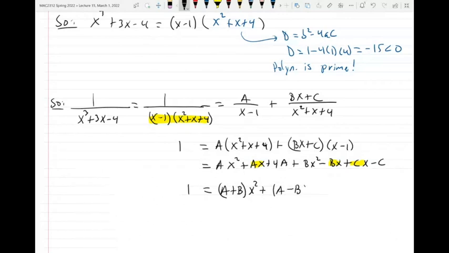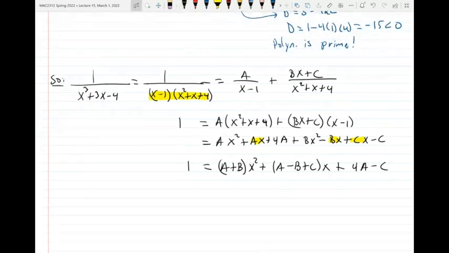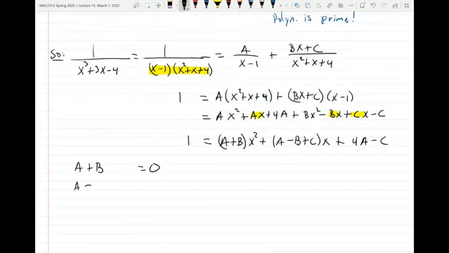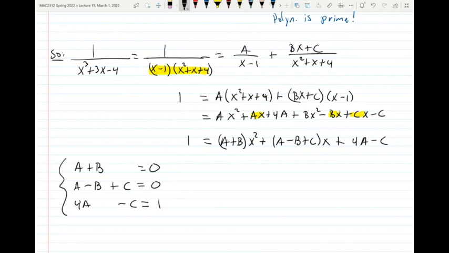So then we have A minus B plus C, and then the constant term will be 4A minus C. Questions on what I just did? Are we okay? All right, so now from here we get a bunch of equations, right? We actually get 3 equations. The first one is A plus B equals 0. The second one is A minus B plus C equals 0. And the last one is 4A minus C equals 1.